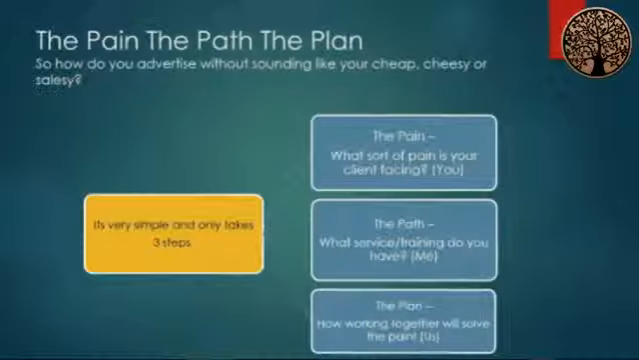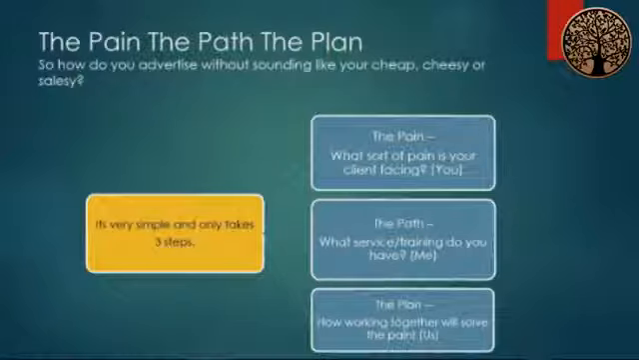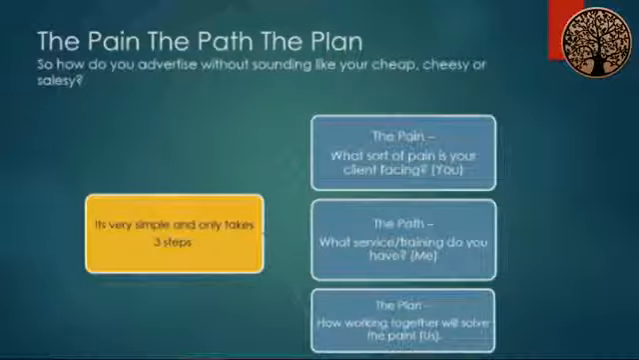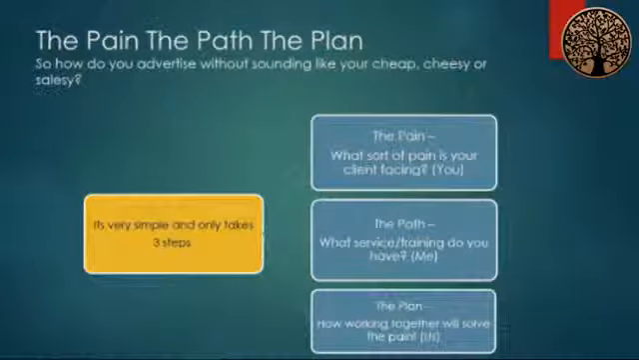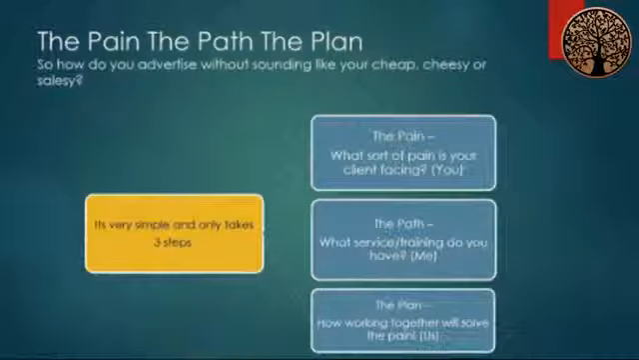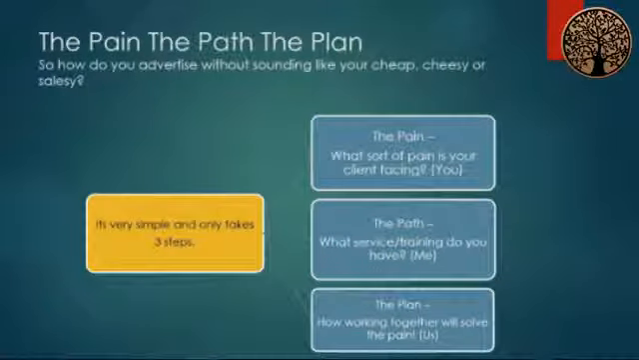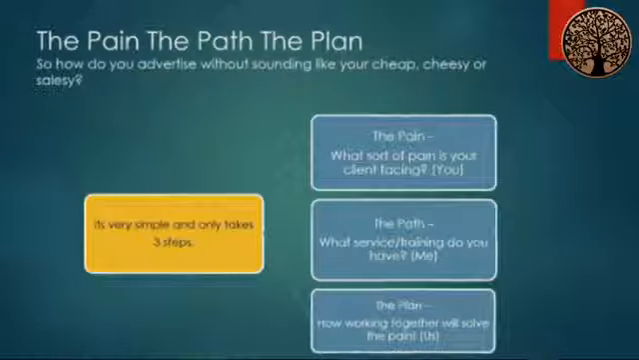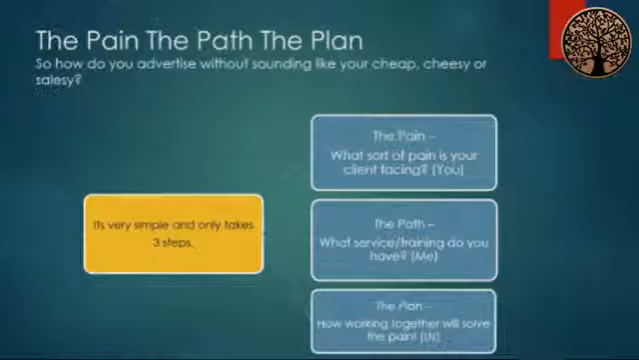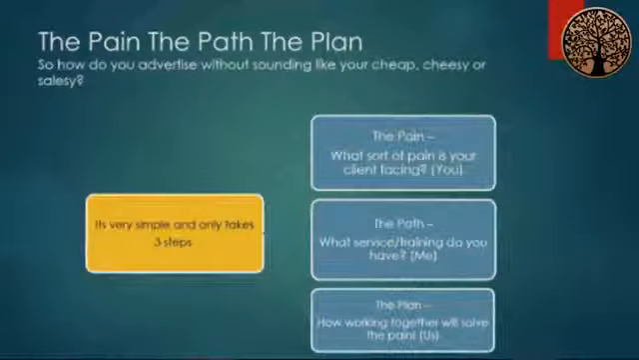And the third one is the plan. So what is your plan? How can you work with your client together to solve the problem, to solve the pain, to get rid of this anguish that they're suffering from? So you need a plan, and you need to be consistent with that plan. Don't change it for one and a bit for another and all that sort of stuff. Stick to the plan. Be consistent.